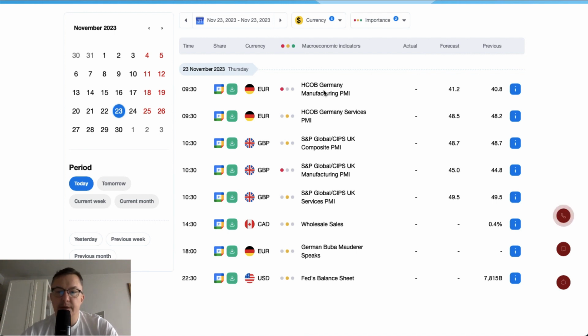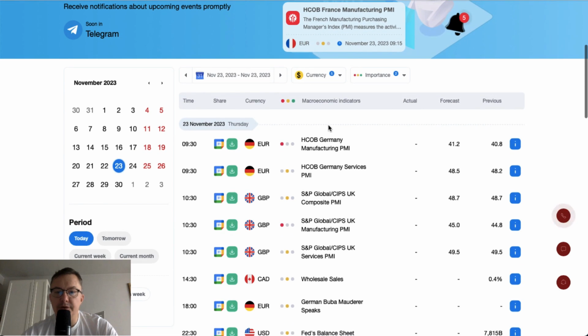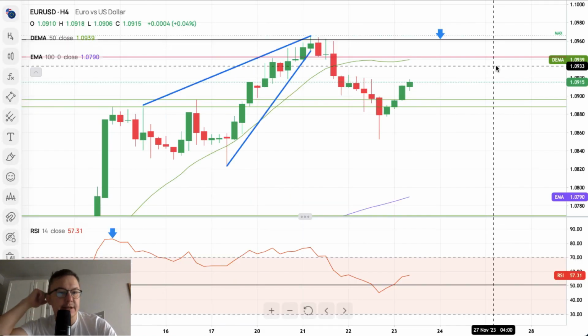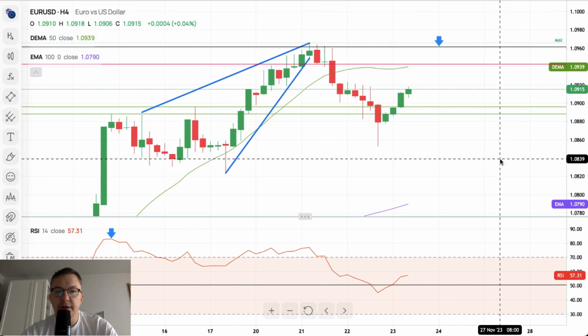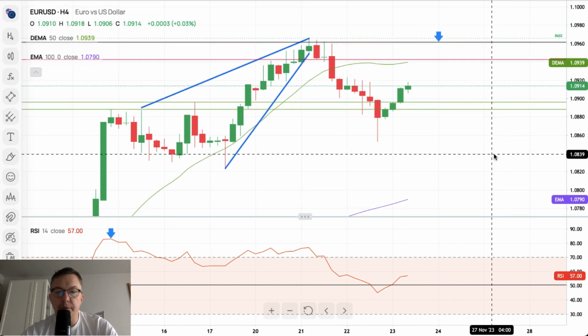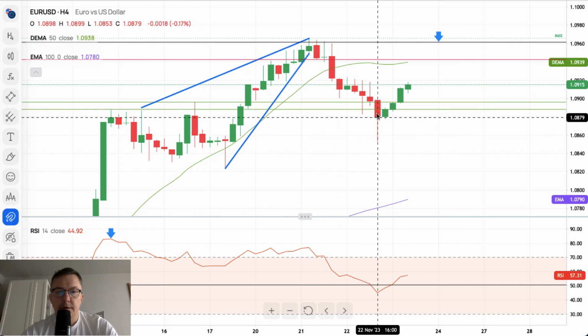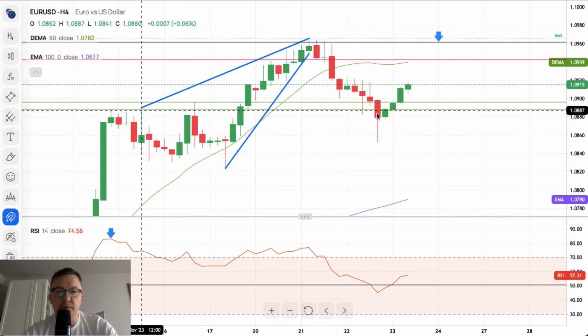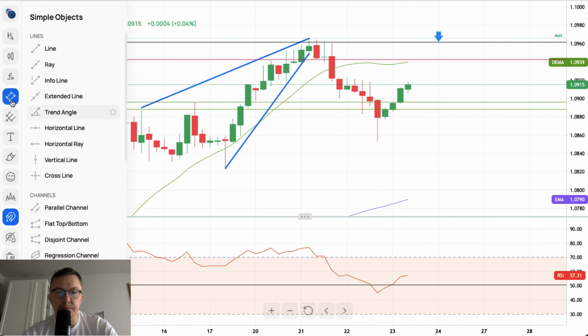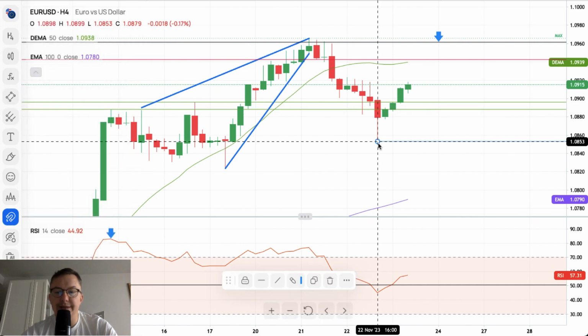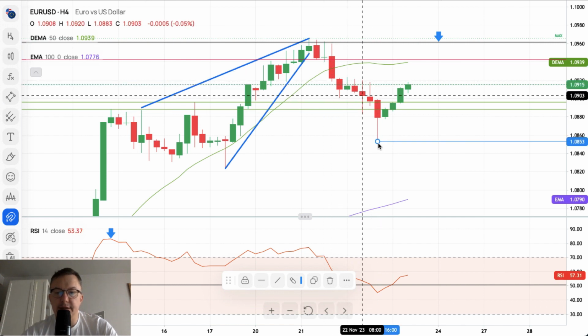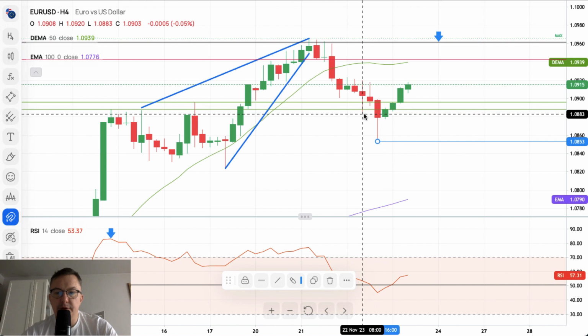Because of the manufacturing PMI data from the euro, let's find out what's going on in the euro dollar during our technical part. So this is the euro dollar 4-hour chart. As you can see, very nice drop towards the lows of 1.0853. We can even mark this low as the intraday technical support. These levels here have been violated as well.